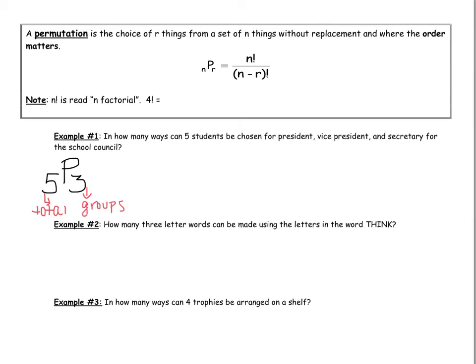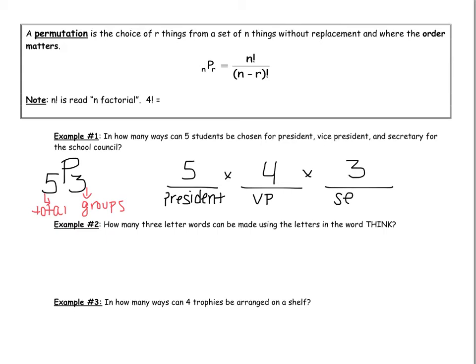So if it's easier to think of permutations as the counting principle, you can do that. We have 5 students and we want groups of 3. So how many students are available to be the president? You should tell me that there are 5. Once I pick the president, how many are available to be the vice president? 4. And once I pick a president and a vice president, how many are available to be the secretary? You should be saying 3. So this would be actually what 5P3 equals.